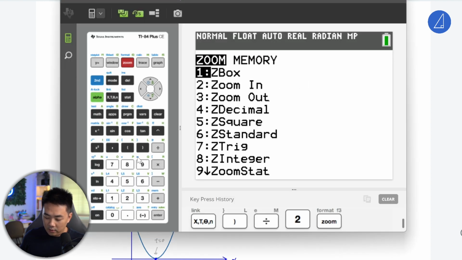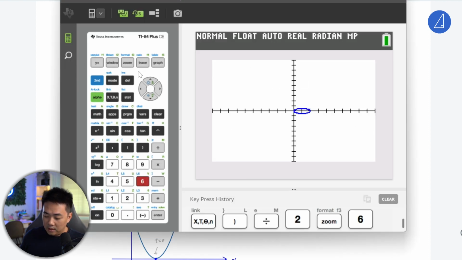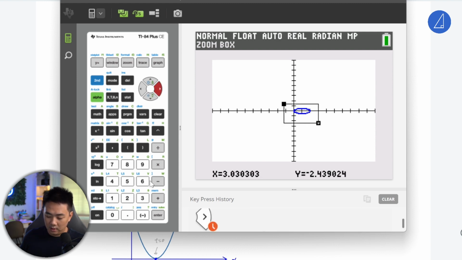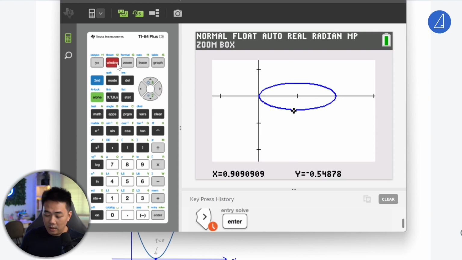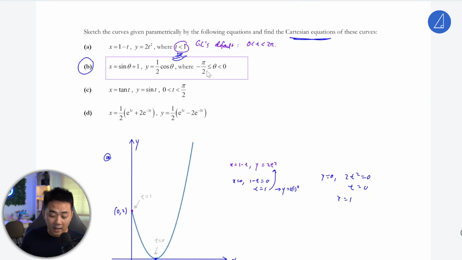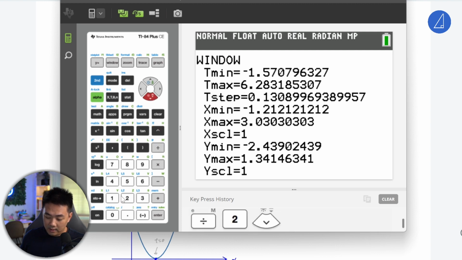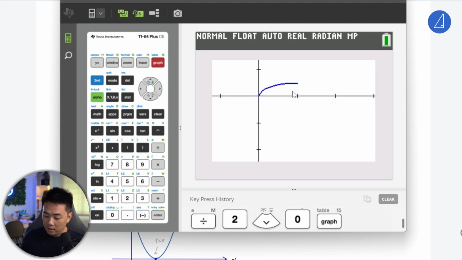So the graph here that you look at, I'm going to zoom box because it seems like it's just on that side there. This guy you're looking at. So I just scroll to this region here. Then remember this is 0 to 2 pi. We need negative pi over 2 to 0, so negative pi over 2 to max is 0. Then you just graph it. This is the graph here.